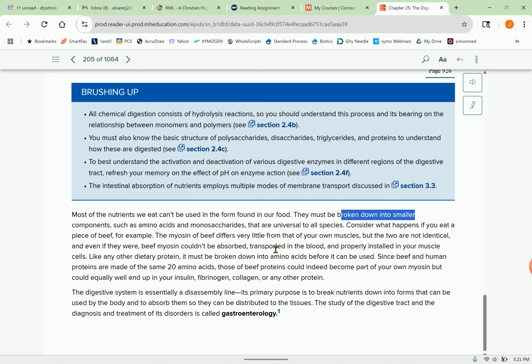And digestion actually starts in the mouth. So chew your food completely, and that's mechanical breakdown. Chewing is mechanical breakdown, and there are digestive enzymes in the saliva, so that's your chemical breakdown.